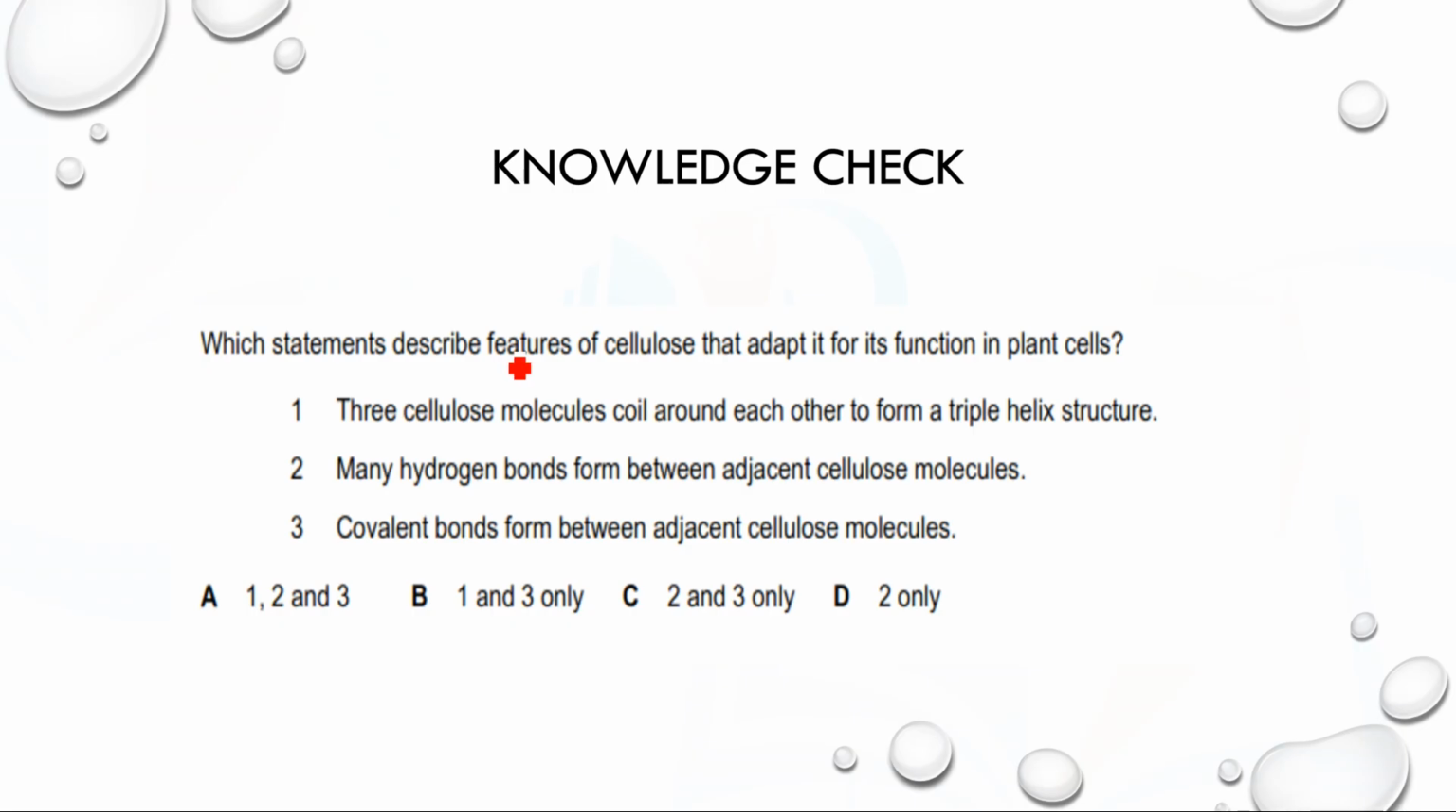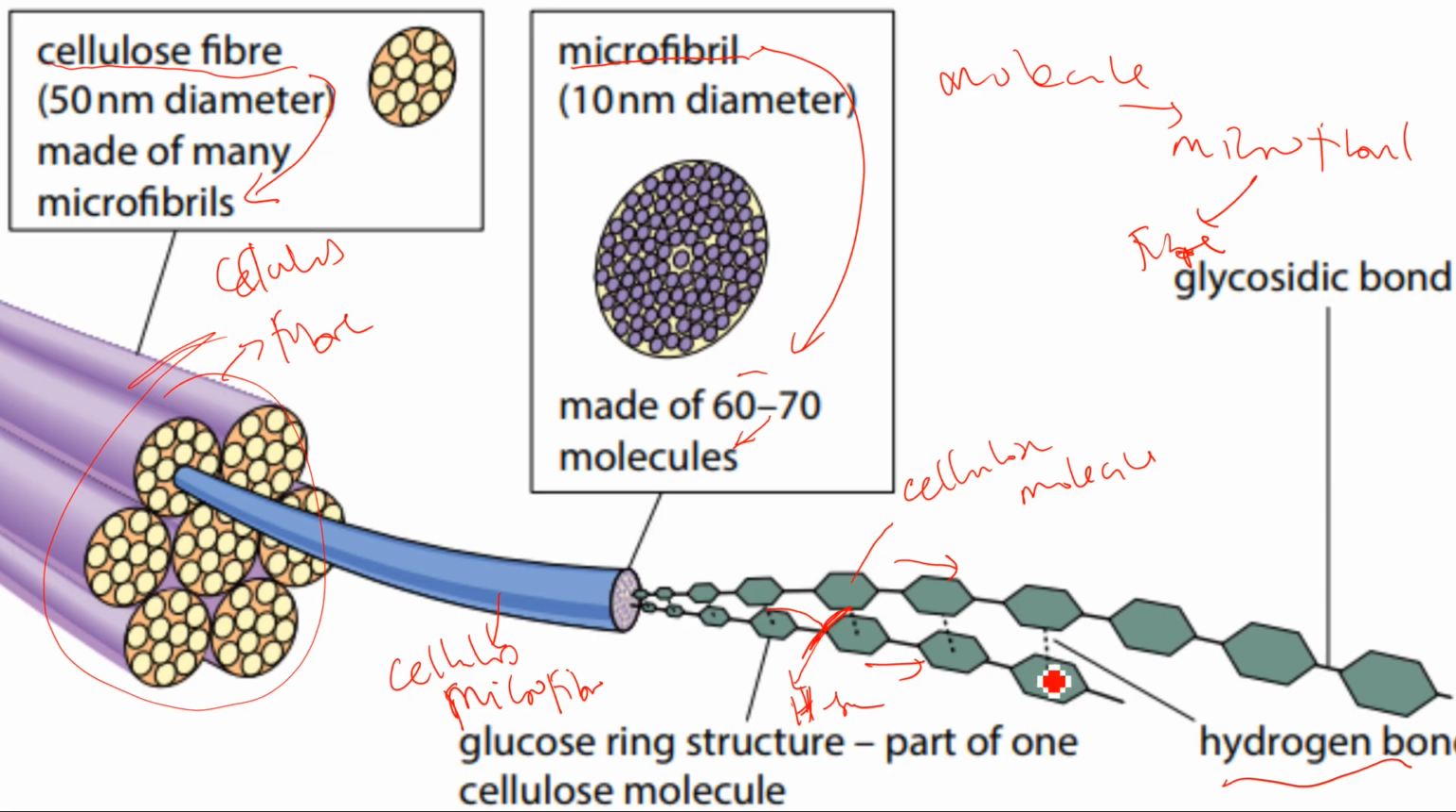Okay. Now let's check. Which statement describes features of cellulose that adapt it for its function in plant cells? Pause the video and try it. Number one says three cellulose molecules coil around each other to form a triple helix. Do they form a triple helix? Let's check. They don't form a triple helix.